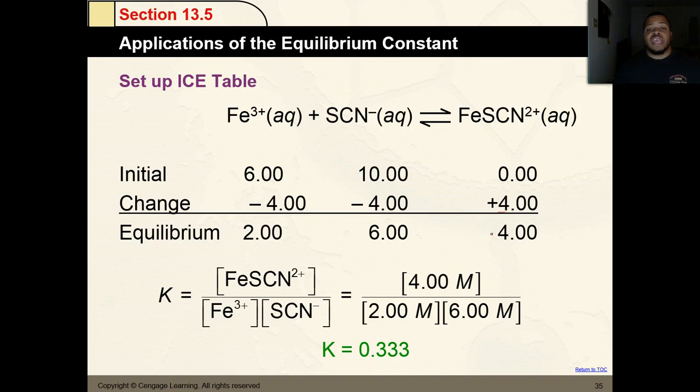Now, because the K value is less than 1, which direction is the reaction going to shift? If you said that it's going to shift left, or essentially lie with our reactants, you would be correct.